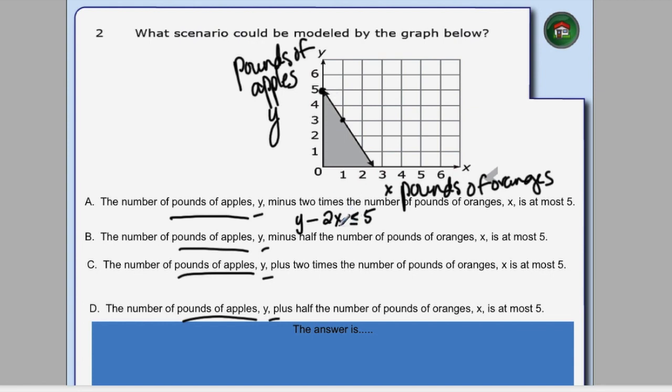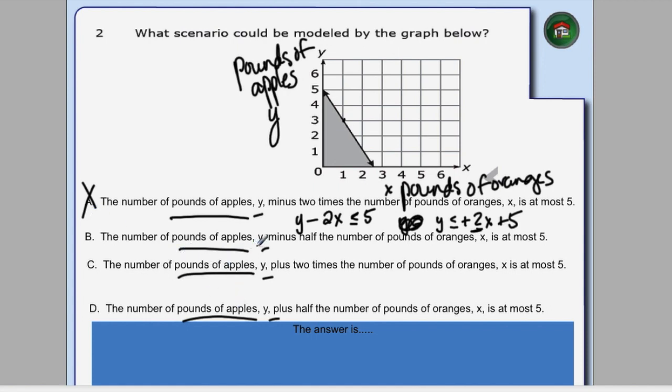So this right here is representing A, but I have to make sure it matches up here. So let's solve for y. I would add 2x. So that would be y is less than or equal to positive 2x plus 5, because I would add 2x. So does that graph as this? And the answer is no, because 5 would be here. This would be a positive 2, so that would be up 2, right 1. So it would cut like this. So that is not the right answer, so we can eliminate A.